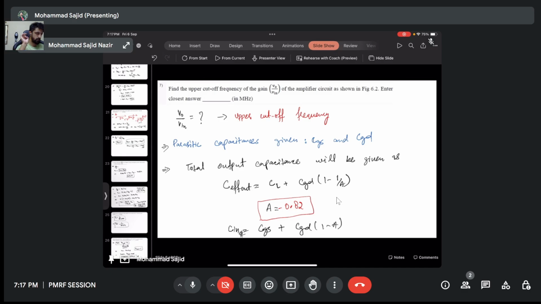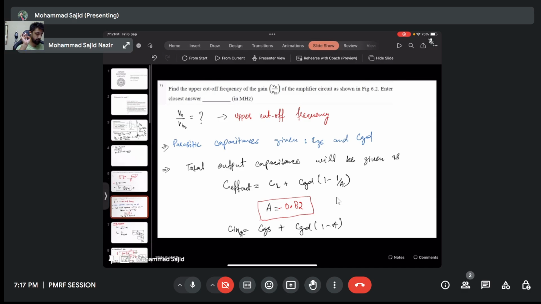So I guess that's it for today's session. In the next session we will look at something related to small signal analysis, a little bit more complex circuits. We will look at some cascode systems as well. Yes. So, okay, let's move next.